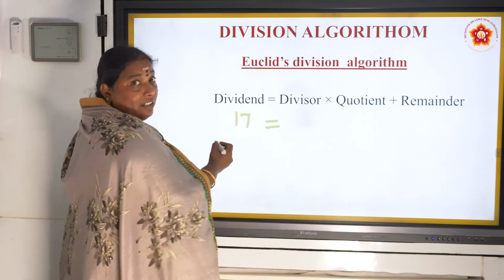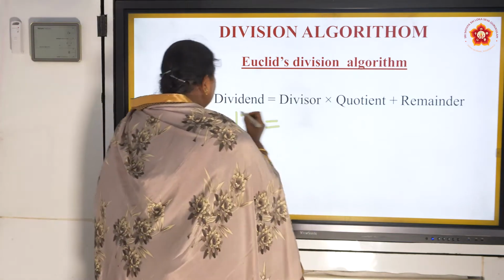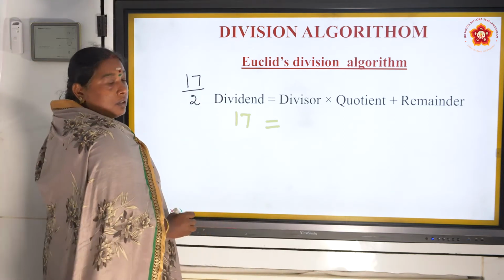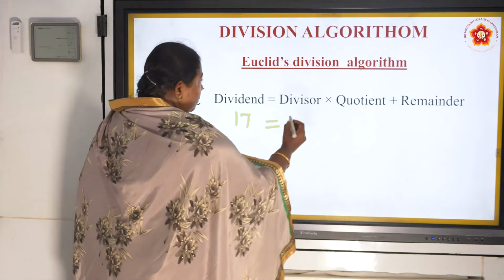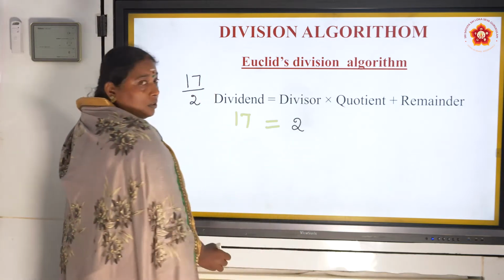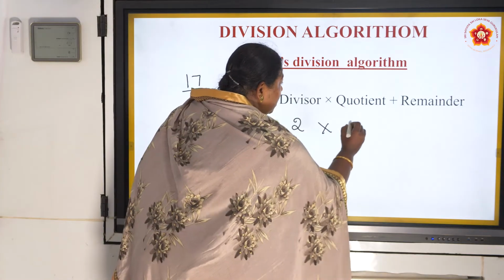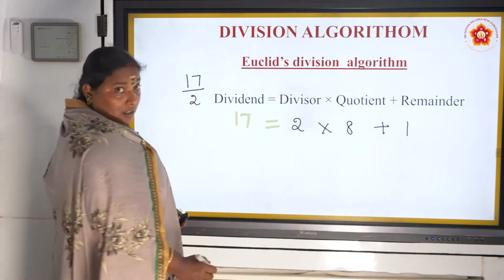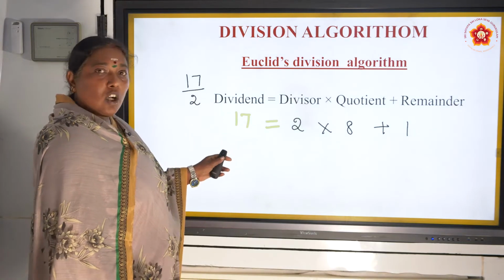If I have to divide 17 by 2, how will I write? 17 is equal to divisor 2, then what is my quotient? Into 8. Then what is my remainder? Plus 1. Right? You know this already.